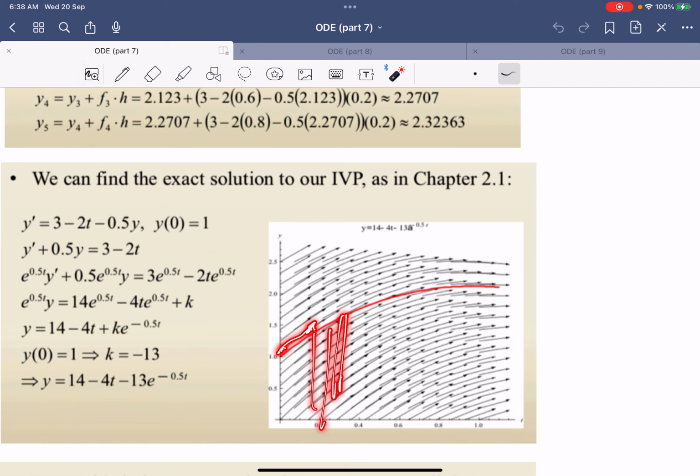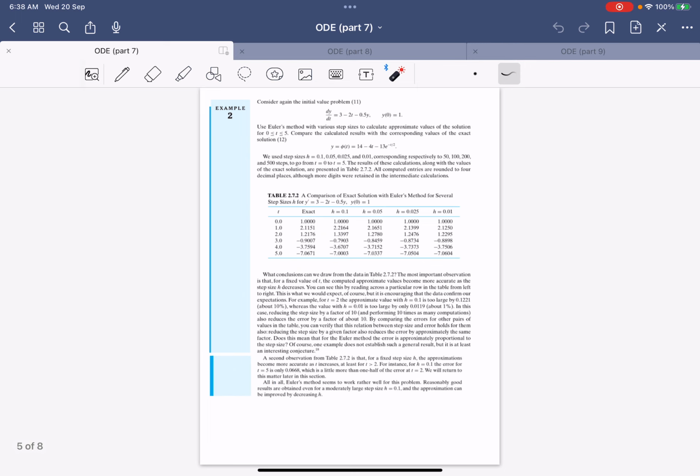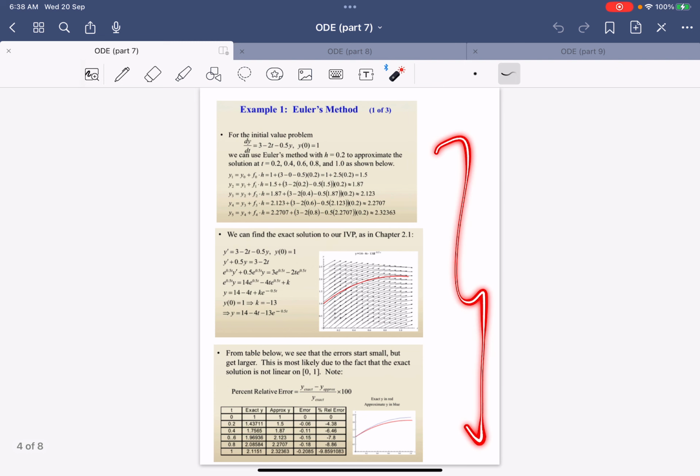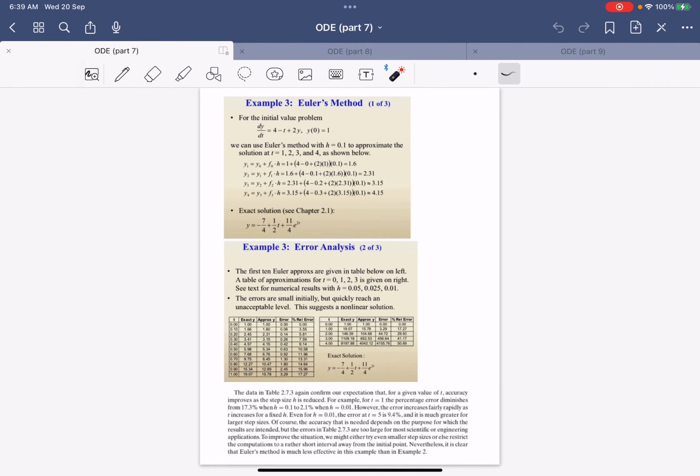When you're shooting from here, you see it curves this way, then the next one curves this way, and so on. So the smaller your step, the closer the curve that you are shooting towards resembles the actual solution. Hence, that's why the approximation gets better. You can look at these two examples to understand how the approximation and the error change with a smaller step size, or when you're closer to the initial value.